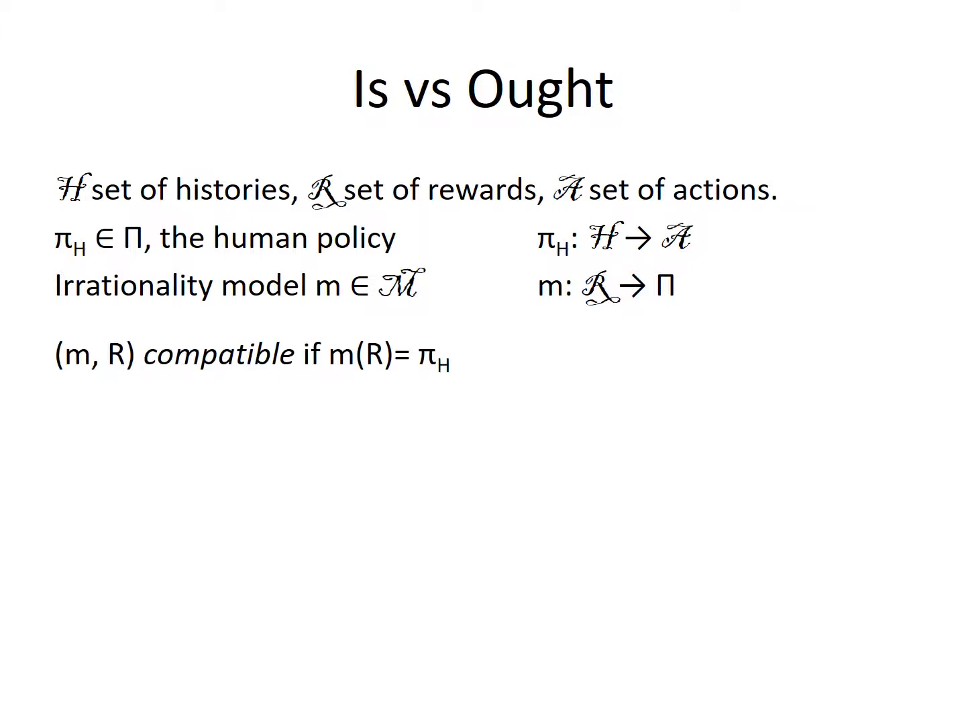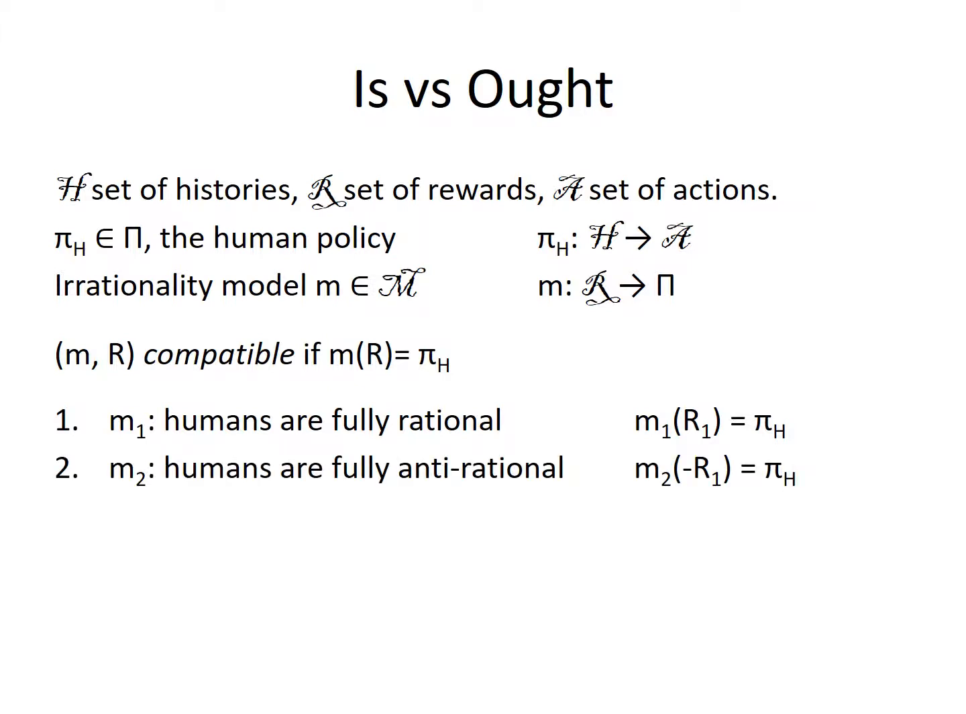A pair, M, R, is said to be compatible if M of R is the human policy. So if an agent with this rationality model following this reward would behave exactly as the human would. Here are some examples. The first one, the assumption that humans are fully rational. You can fit a very complicated reward function to this assumption to explain human actions. There is a very complicated reward function that is compatible with human rationality, and will explain it. But you might have to go into very fine details for each particular action. You might need a special reward for that special circumstance that it comes up, but it is possible.